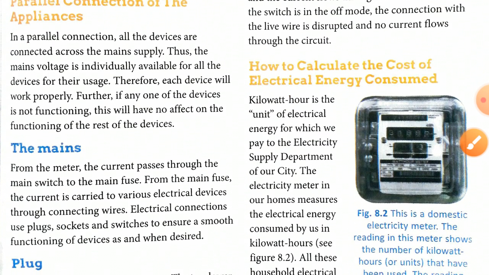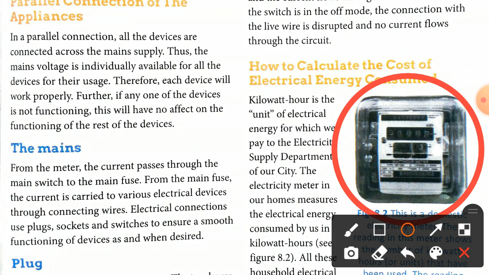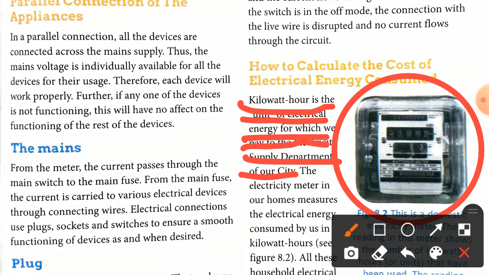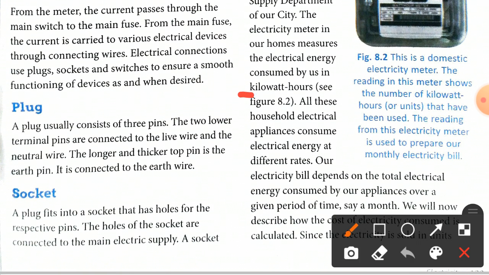Now how would you calculate the cost of electrical energy consumed? Here you can see the figure of a meter which we use in our houses. For the calculation of consumption of energy, the kilowatt hour is the unit of electrical energy for which we pay to the electric supply department of our city. The electricity meter in our homes measures the electrical energy consumed by us in which unit? Kilowatt hours. All these household electrical appliances consume electrical energy at different rates.